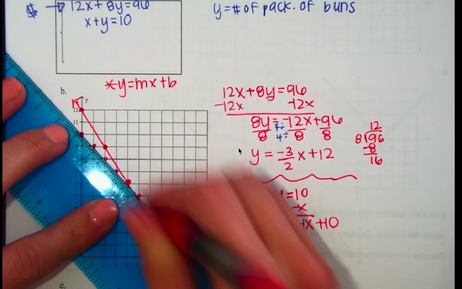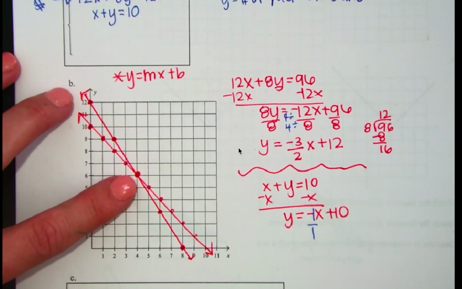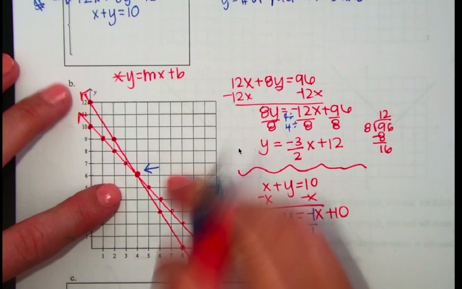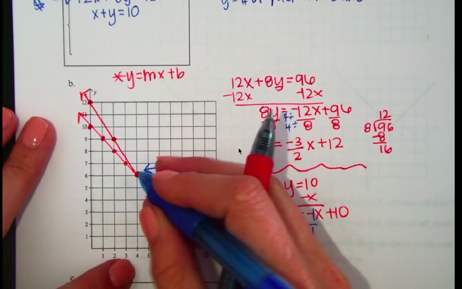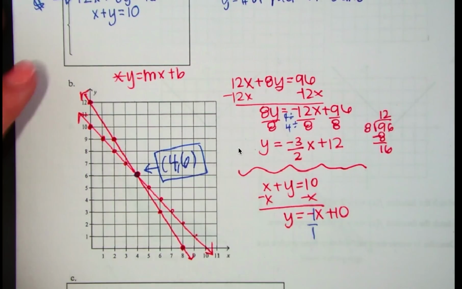When you look for the solution of a system of equations, you look where they intersect on the graph. So my solution is 4, 6. It's where they intersect, 4, 6.